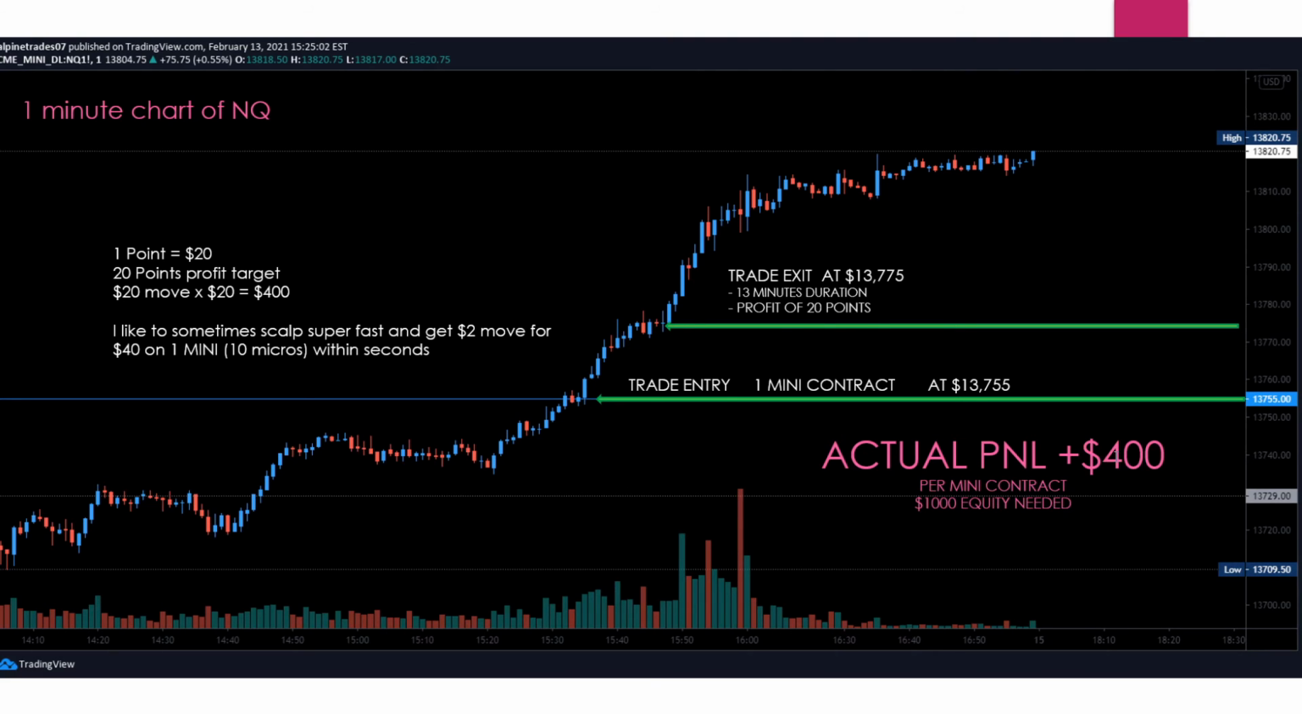This time our P&L would actually be $400 because we did take the mini contract, right? And the mini contract cost $1,000. Therefore, we still get a 40% return. Again, a 20-point move. For every point that we get on the mini is $20 of profit. So 20 times 20 equals 400.